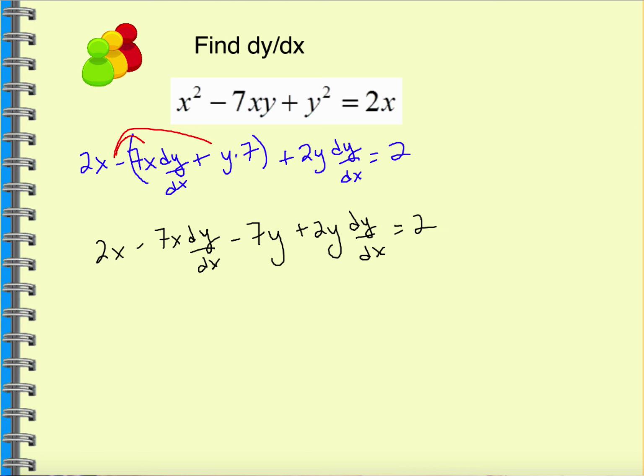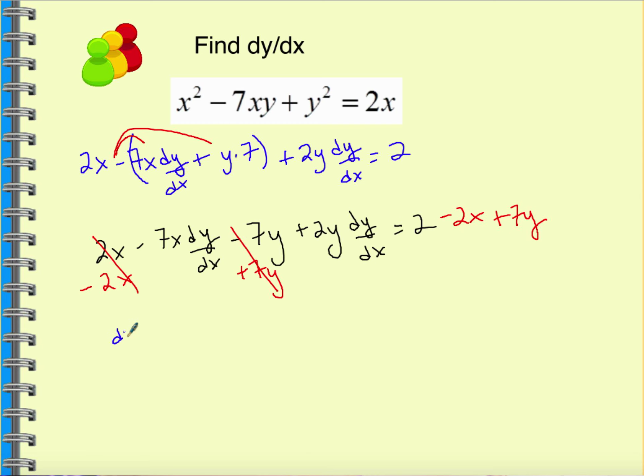I'm going to get all my dy dx's on one side. Luckily, they're on one side, but I'm going to have to move everything else away. So subtract 2x to the other side. That makes 0. So I'm going to add 7y to the other side. And that makes 0. And then all that's left here are dy dx's. So let's factor them out. This term has a dy dx. This term has a dy dx. The other terms canceled out.